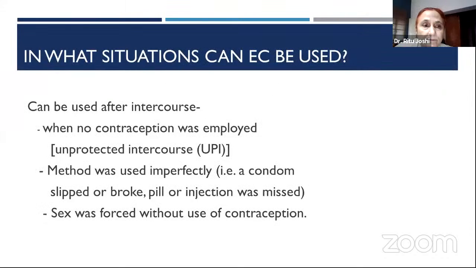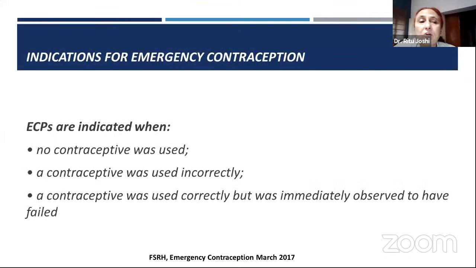emergency contraception. So in what situations can it be used? It can be used after intercourse when no contraception was employed, that means unprotected intercourse. Or when the method was used imperfectly, that is, using a barrier method, the condom either slips or is broken, or you miss out on the injectables which you were taking. Or when the sex was forced without the use of a contraceptive method. These are the wonderful methods of preventing unintended pregnancy.